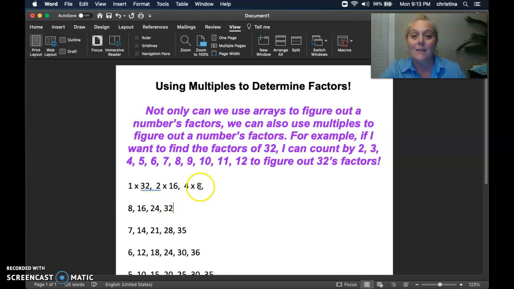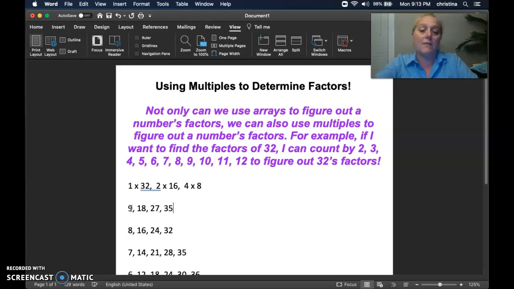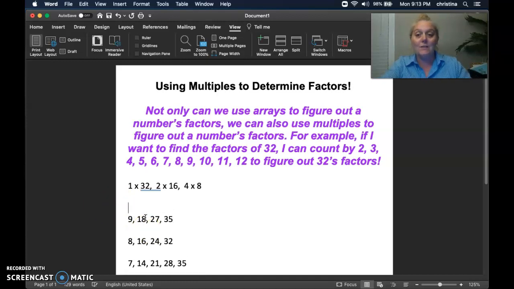So that proves that 4 times 8 is a factor pair for the number 32. All right, now if I do my multiples of 9, so 9, 18, 27, 36. So once again, 32 is not a multiple of 9, so 32 does not have a factor of 9.